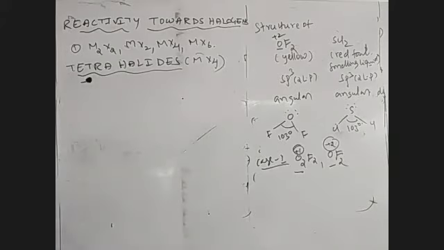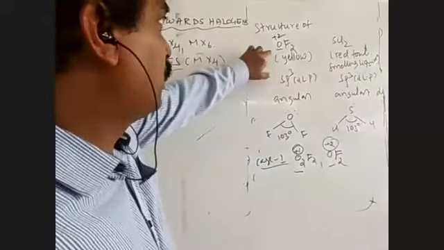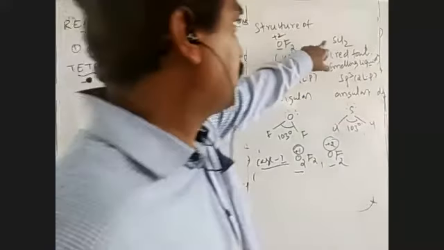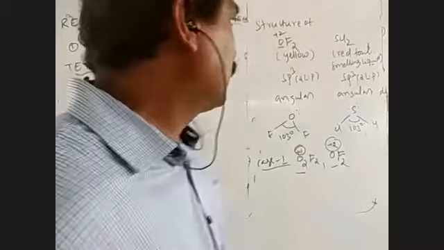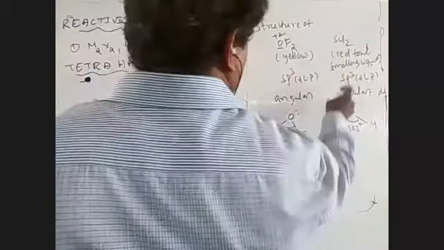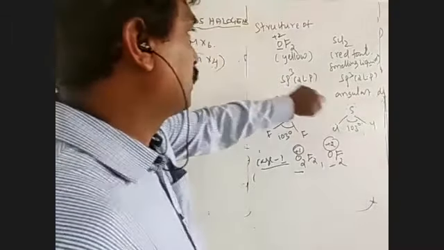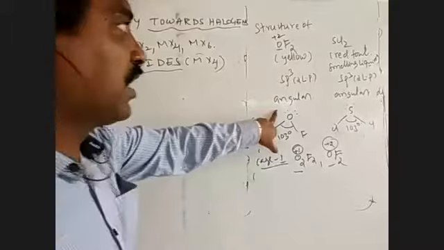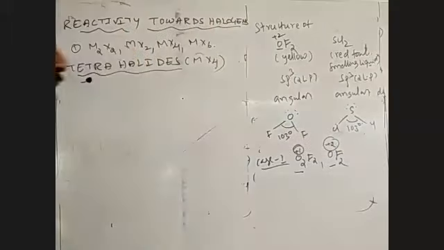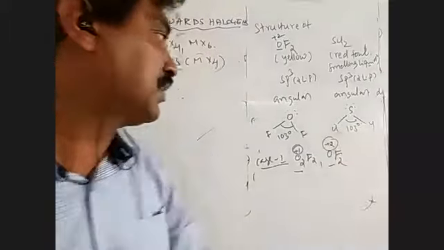Of the dihalides, two types we have observed: OF2 and SCl2. OF2 is a yellow gas and SCl2 is a red, pungent-smelling liquid. In both cases the central atom undergoes sp3 hybridization and each central atom contains two lone pairs of electrons. The shape of the OF2 molecule is angular, and the SCl2 molecule is also angular, and the bond angle is considered as 103 degrees.